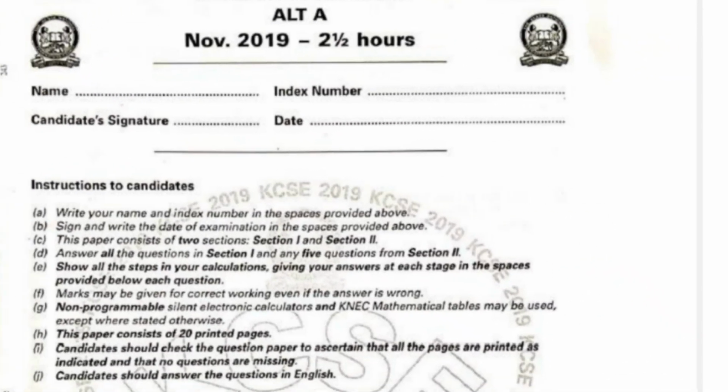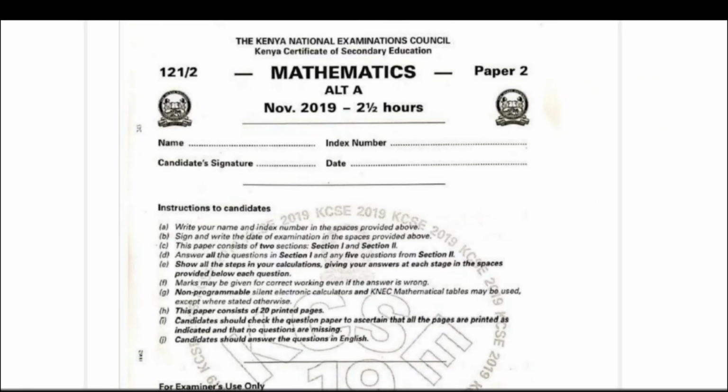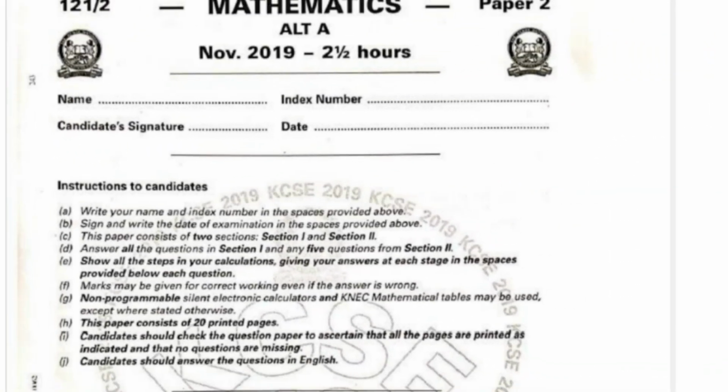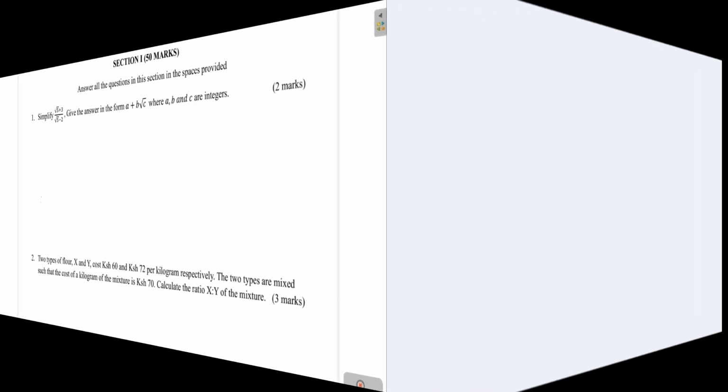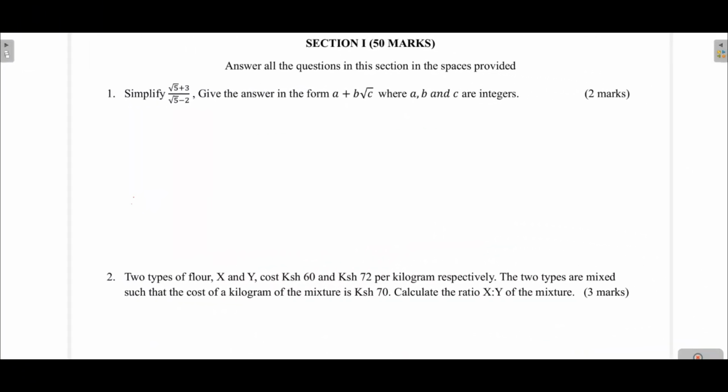I'll take you through Mathematics KCSE Paper 2, which was done in the year 2019. So you're most welcome, and let us begin with the first question. In section 1, you're supposed to answer all the questions in this section in the spaces provided.